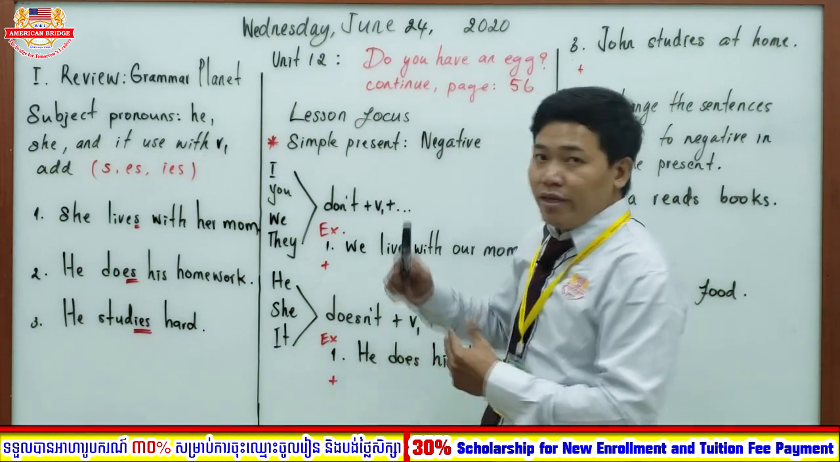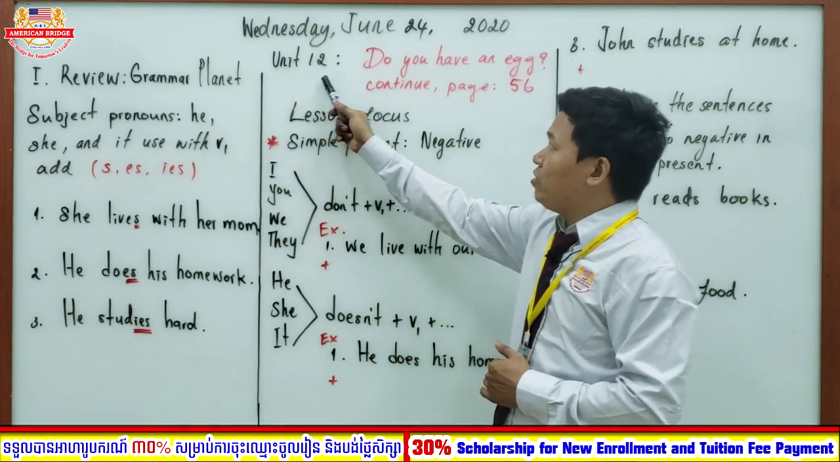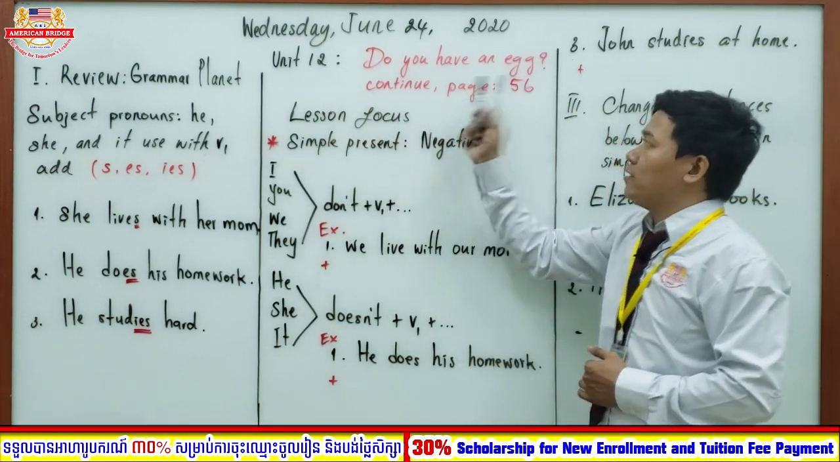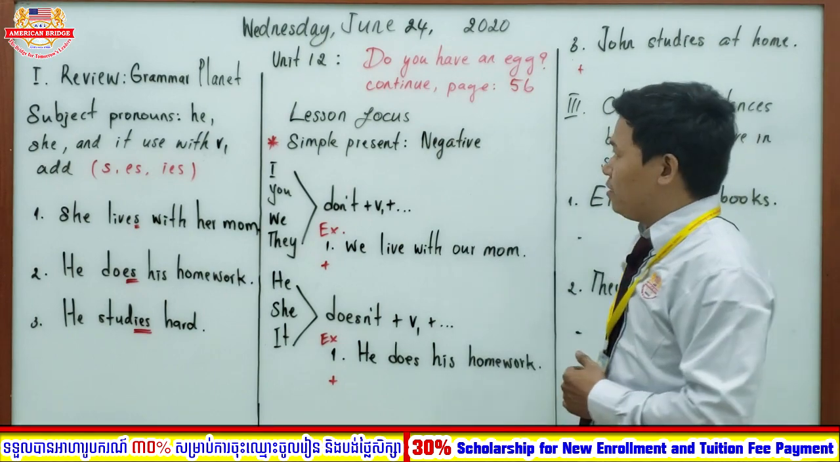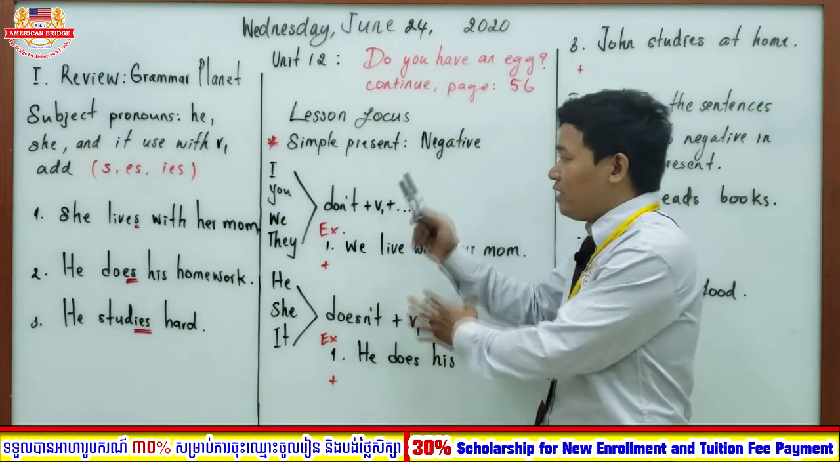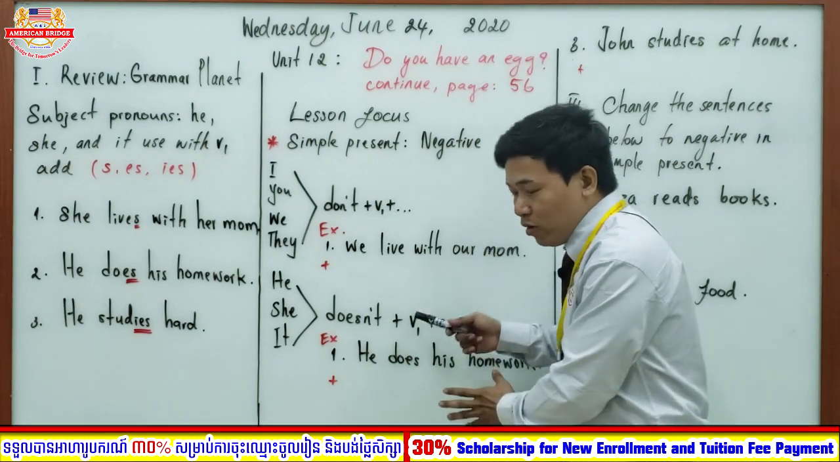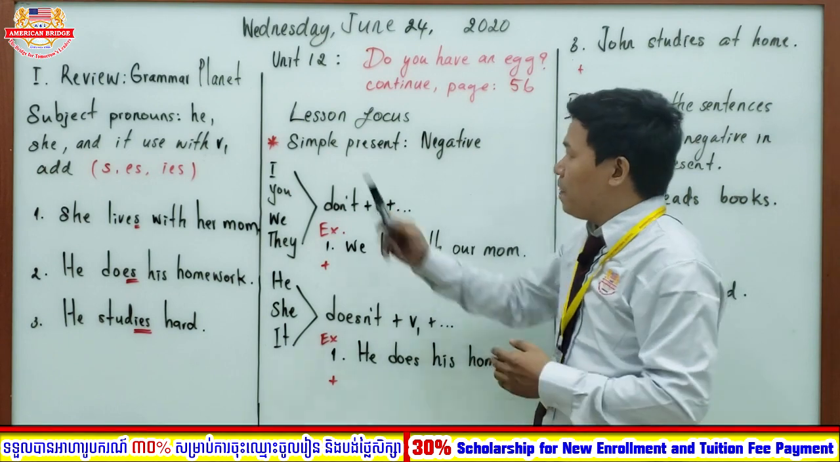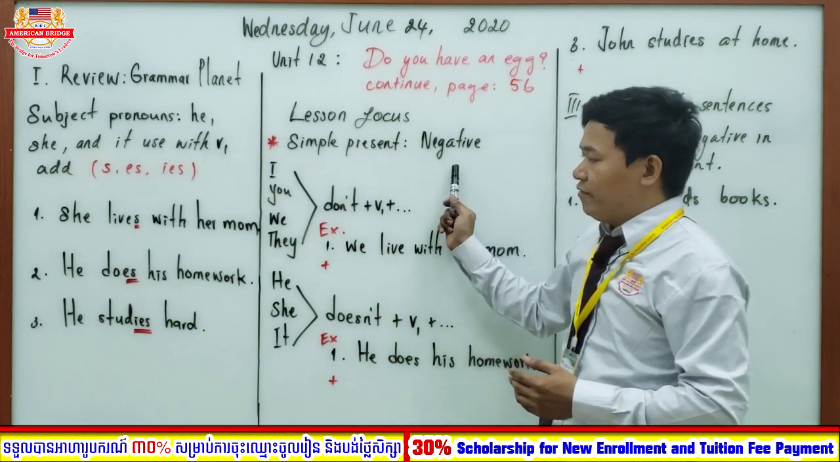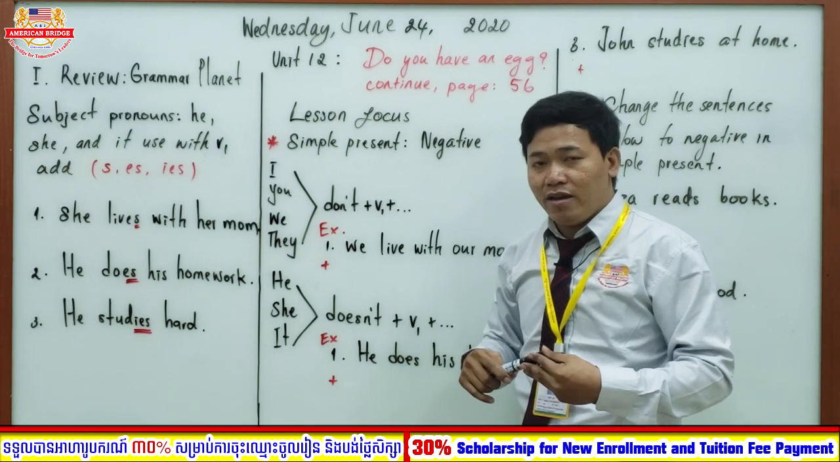Now we are going to continue our lesson today. Today we are going to study Unit 12. Do you have your book? Continue on page 56. Okay, this is the form of negative in simple present. We can take a look and try to understand the form with the examples that I have provided to you all. Simple present, negative. Last time we learned about affirmative, right?